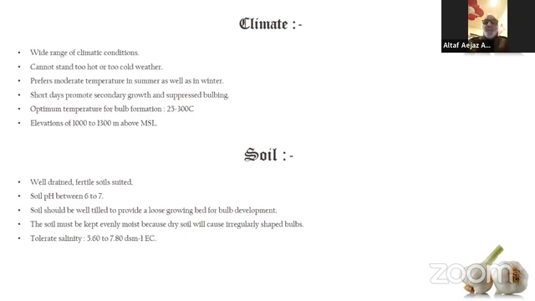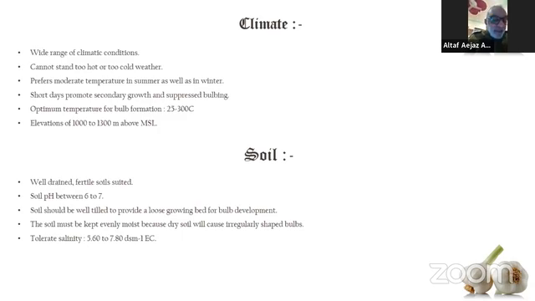What climate does it require for propagating garlic? It is grown under a wide range of climatic conditions. That means there is no specificity of climate which would otherwise inhibit the cultivation. But ideally, it cannot stand too hot or too cold weather conditions, as they cannot help its propagation. It prefers moderate temperature in summers as well as in winters.